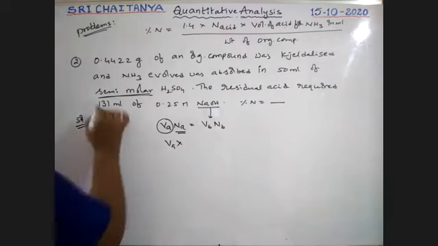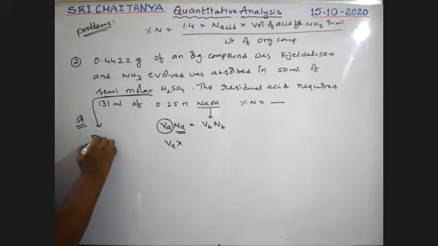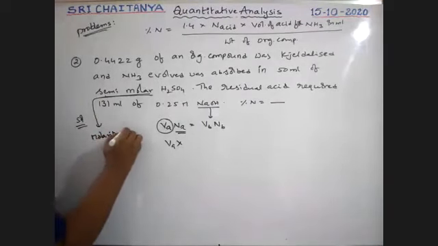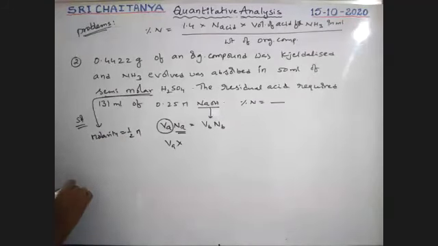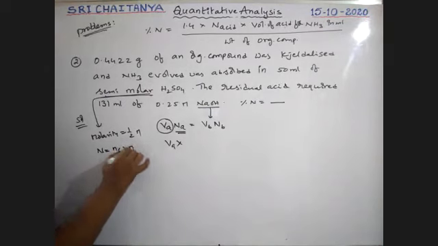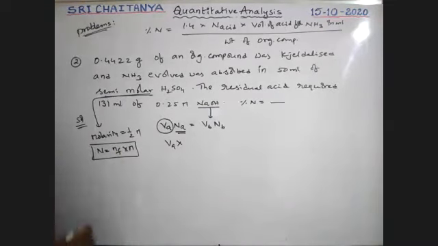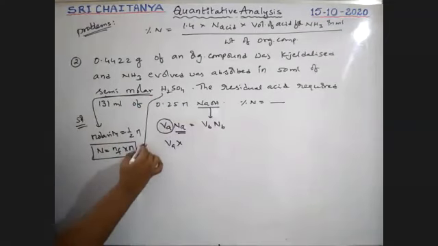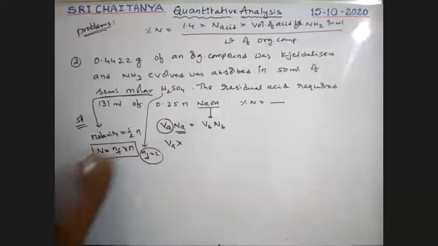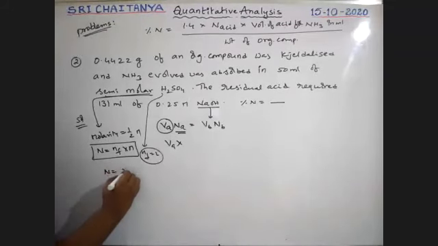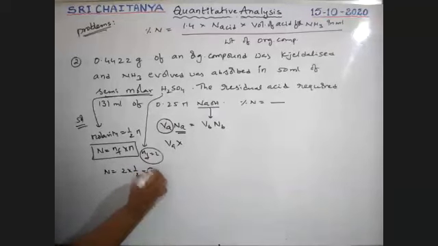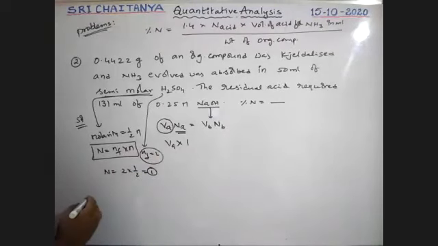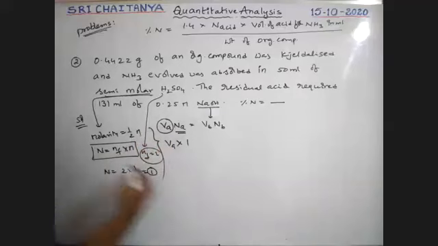What is the meaning of semi-molar? Semi-molar means molarity is equal to 1 by 2 M. So with molarity 1 by 2 M, normality is equal to n factor into molarity. Therefore, for H2SO4, n factor is equal to 2. So normality is equal to 2 into 1 by 2, which is equal to 1 N. That is 1 N. So it is side calculation wise.